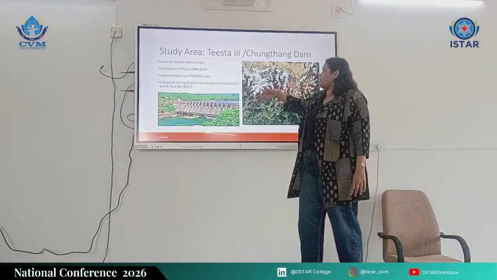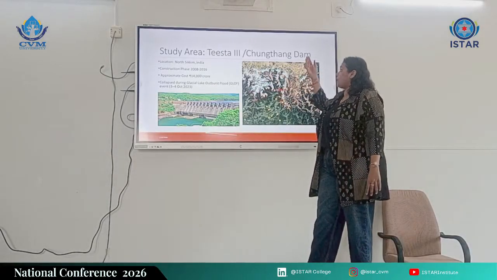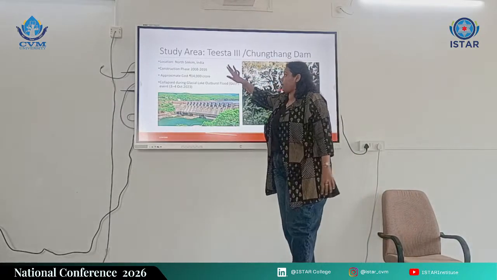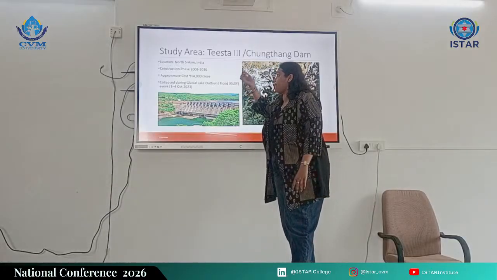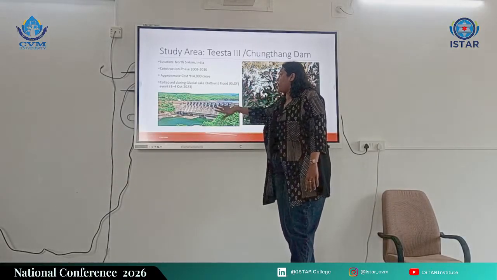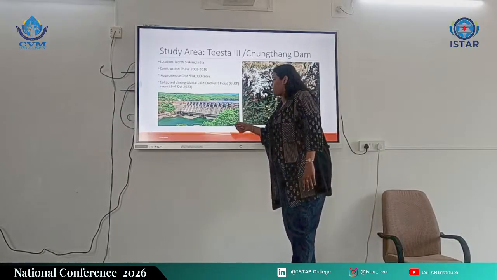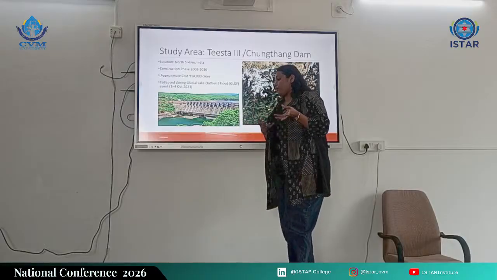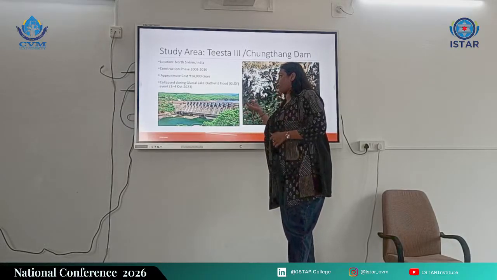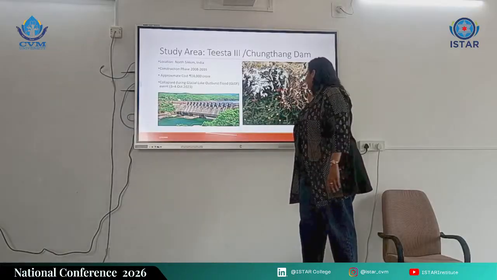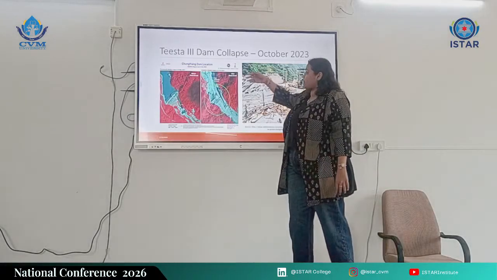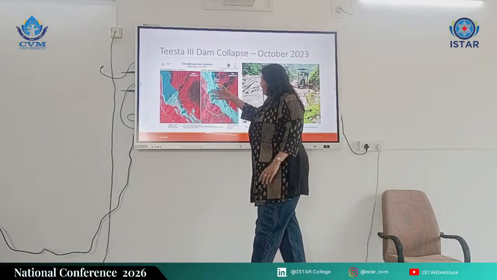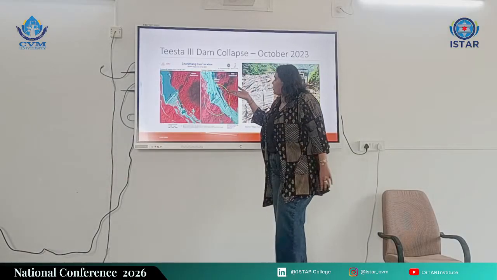As I mentioned, the study area is Teesta 3, also known as Chungthang dam. It is in North Sikkim, India. Construction of this dam was done between 2008 and 2016, at around 14,000 crore rupees, but due to flooding, it collapsed on 3rd and 4th October 2023. This is one of the images published by NRSC, showing the dam before the flood and then totally collapsed after the flood event.